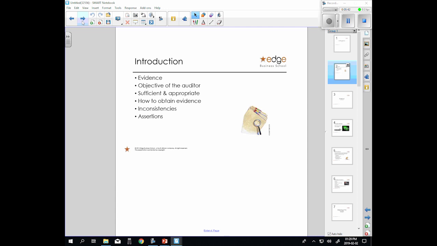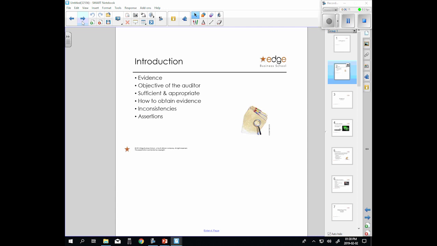Okay. So in the slides, evidence, we've just had a brief discussion about evidence. Objective of the auditor, we've spoken about the objective of the auditor. The objective of the auditor is to express an opinion that the financial statements are fairly presented in all material respects. How does he express an opinion? By gathering evidence that is reperformable. Then we talk about sufficient and appropriate.